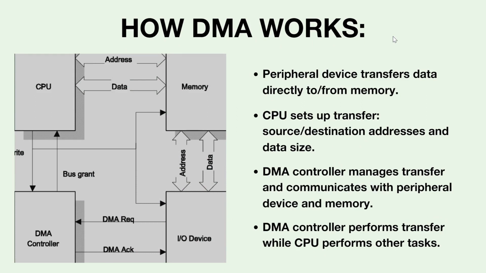At first, the peripheral device requests a data transfer directly to or from the memory. Then the CPU sets up the transfer, that is, the source or the destination address and the data size. After that, the DMA controller manages the transfer and communicates with the peripheral device and memory. Lastly, the DMA controller performs the transfer while the CPU performs other tasks.